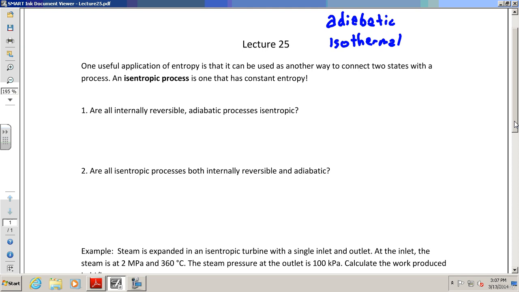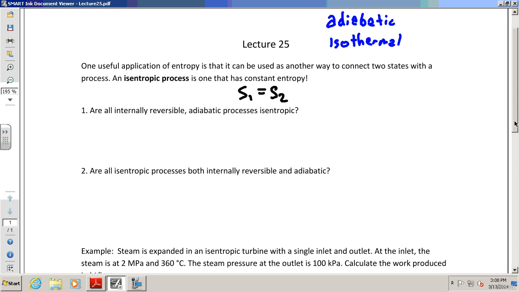Another useful application of entropy is that it can be used to connect two states. Okay, it can be used as the connector. So you have information about one state, but you don't know everything about the other state, but you know it's an isentropic process. That gives you some more information. Because an isentropic process is one that has constant entropy. So you're basically going to write S1 equals S2. Okay, so isentropic is a very important relationship. And we're going to use that quite a bit. We're going to make that as an assumption quite a few times, and it will be an important connector as we go on, okay? Isentropic.